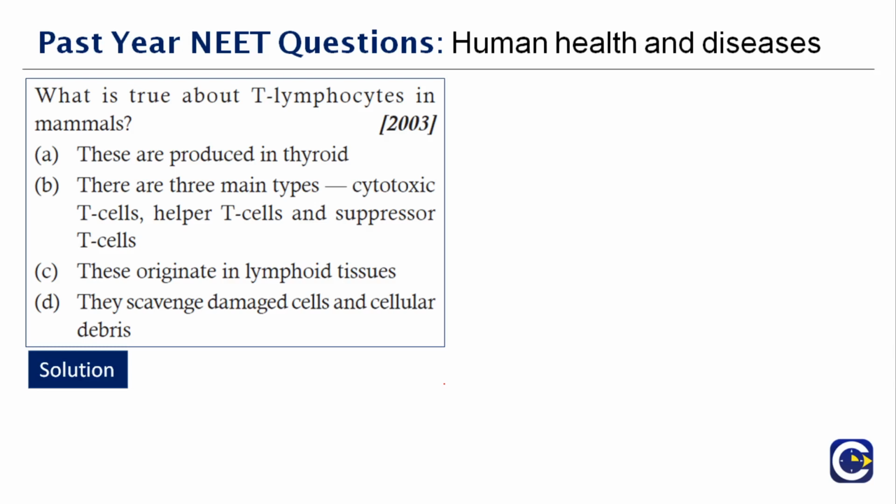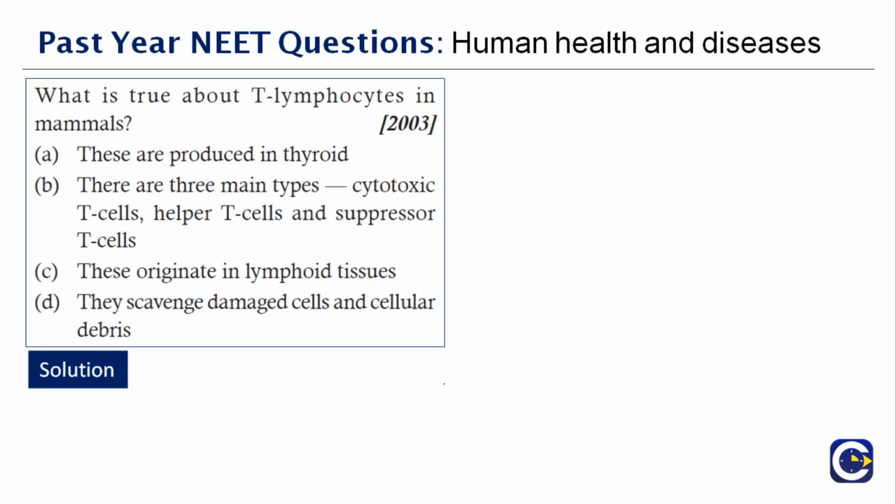Next question. What is true about the T lymphocytes in mammals? We have to analyze the statements here. They are produced in thyroid. Wrong. They are three main types: T cells, T helper cells, and suppressor T cells. These originate in the lymphoid tissues. That is true about T lymphocytes. They originate from the lymphoid tissue. The lymphocytes which differentiate in the thymus are known as T lymphocytes and are responsible for the cell-mediated immune response.